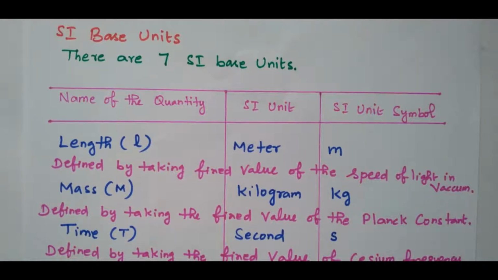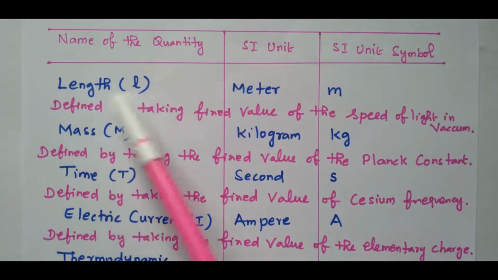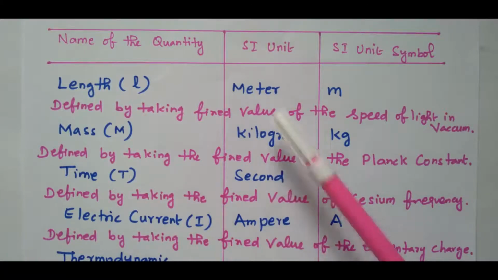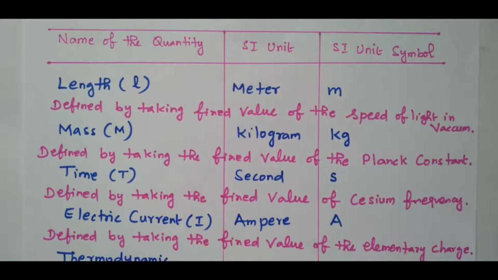First we'll see the SI base units. So there are 7 SI base units available. We'll see them one by one. The first one is length. The unit is meter. The symbol is m.